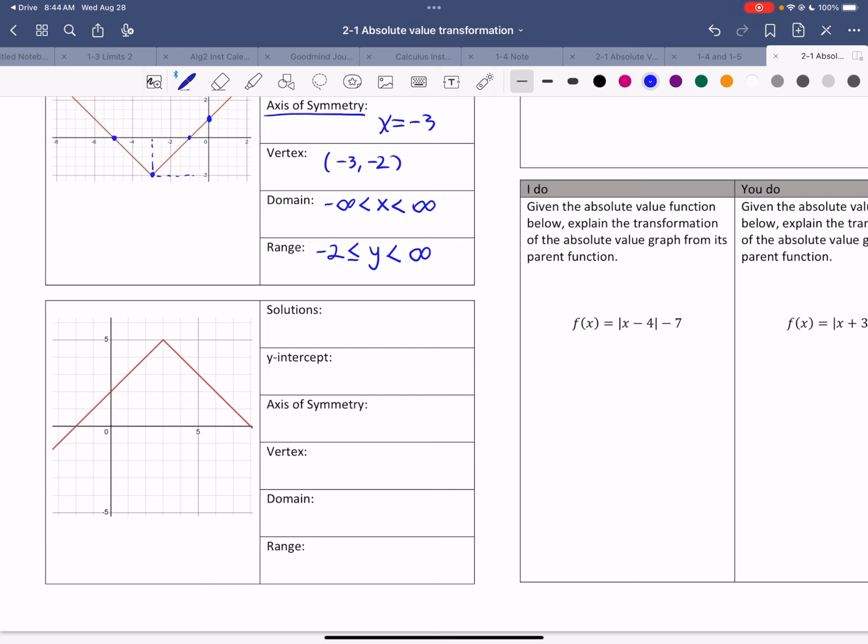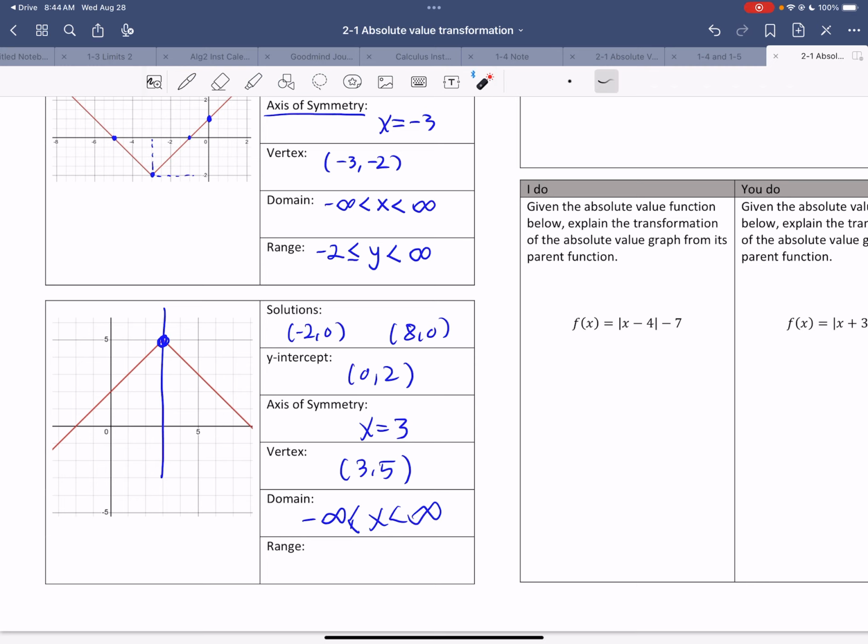All right, now check your answer. It's going to be negative 2, 0 and 8, 0. It's going to be 0, 2. Axis of symmetry is this one, which is x equals positive 3. Vertex is this point, which is 3, 5. Domain is the same thing, negative infinity to positive infinity.